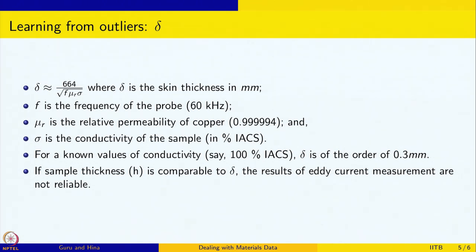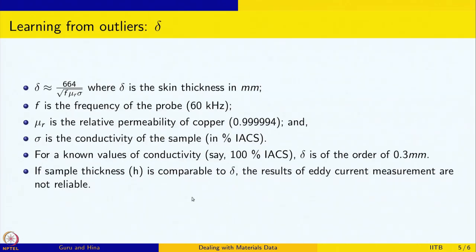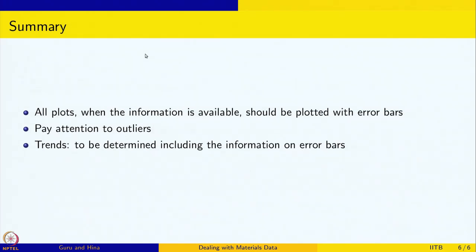So, it is very important to look at the outliers and try to understand them and try to make sense out of such results, because everything else being the same, if you make 20 measurements and you get a number like this, of course, you can also see the standard deviation is relatively high, but that is high for all 30, 40, 60, right? For example, even in anneal samples, these give relatively higher standard deviations. But the numbers themselves do not make sense, and that is because of this reason. So it is very important to pay attention to outliers and learn from them.